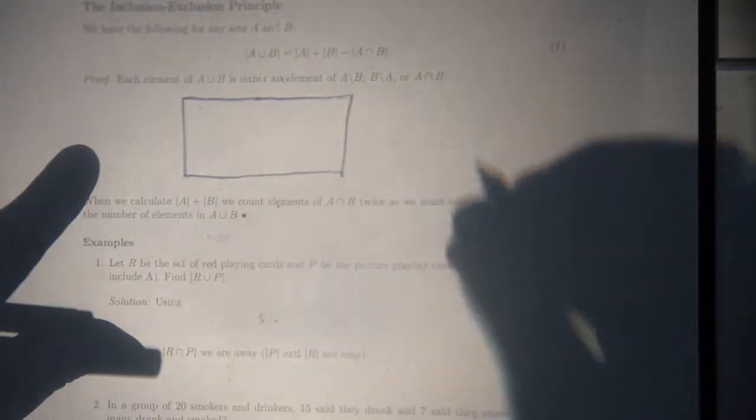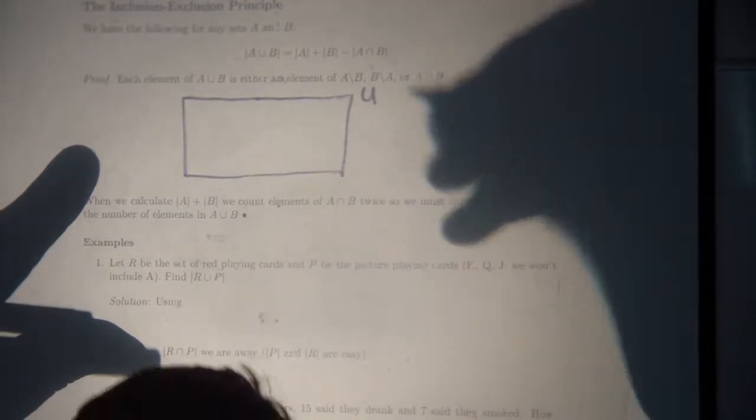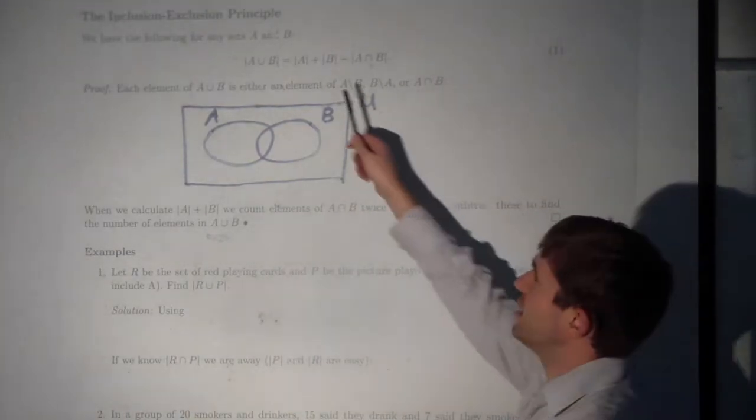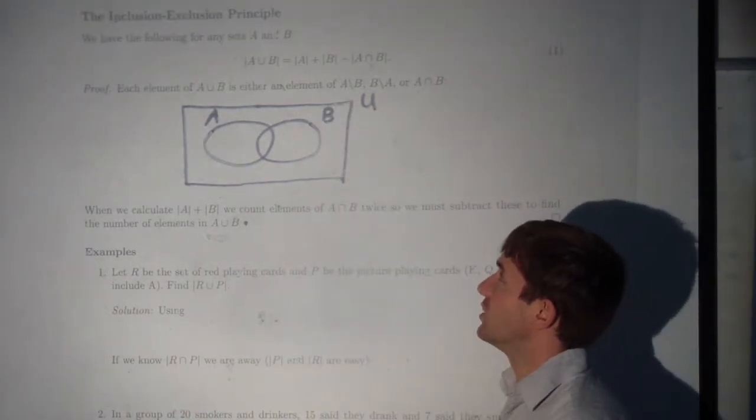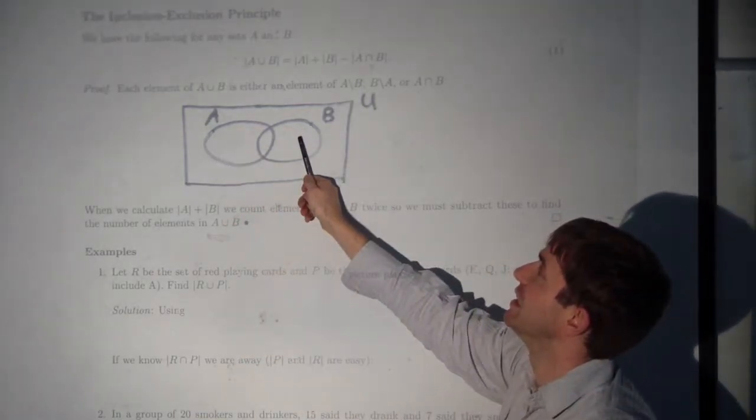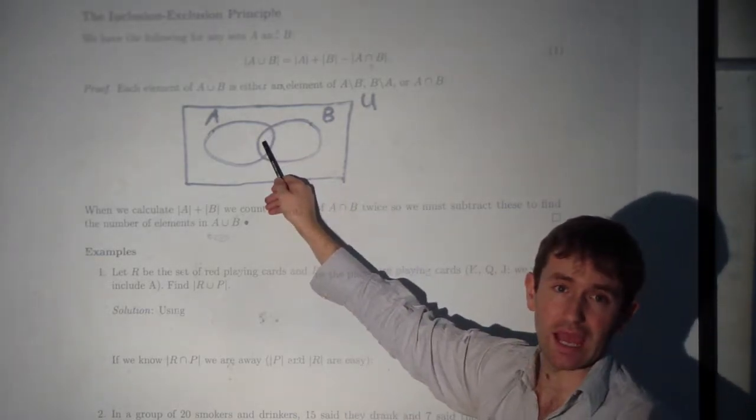We just need two sets. We will put it in an ambient universal set that A and B are subsets of. So this larger set here is our ambient set U, and we have two subsets of U, A and B. So here is A and here is B. Now an element of A union B, so that's something that's in A or B, is either in A but not B, B but not A, or A and B.